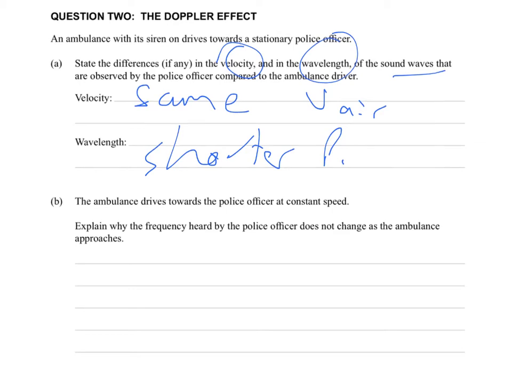Okay, carrying on. B, the ambulance drives toward the police officer at a constant speed. That's crucial. Explain why the frequency heard by the police officer does not change as the ambulance approaches.